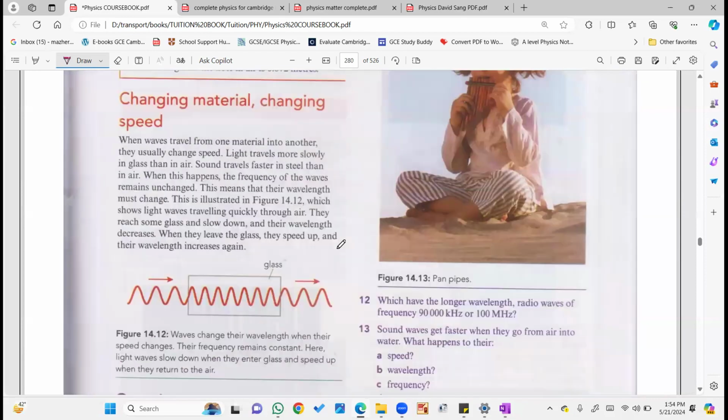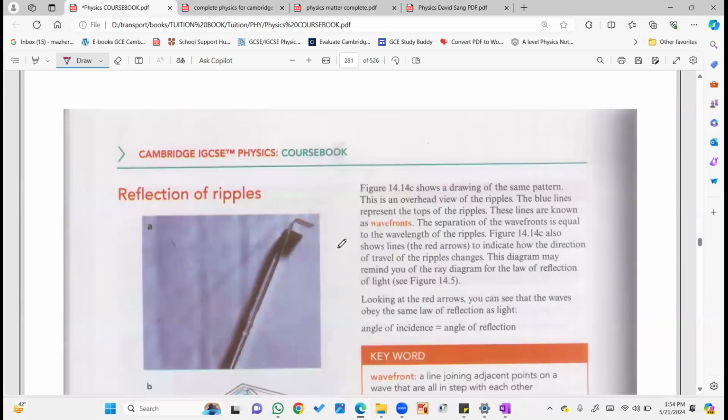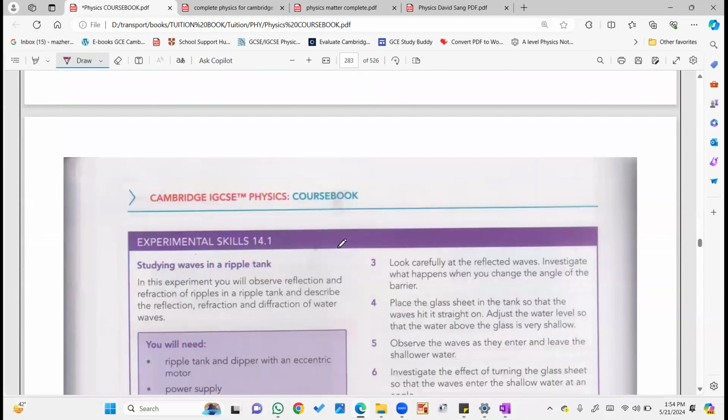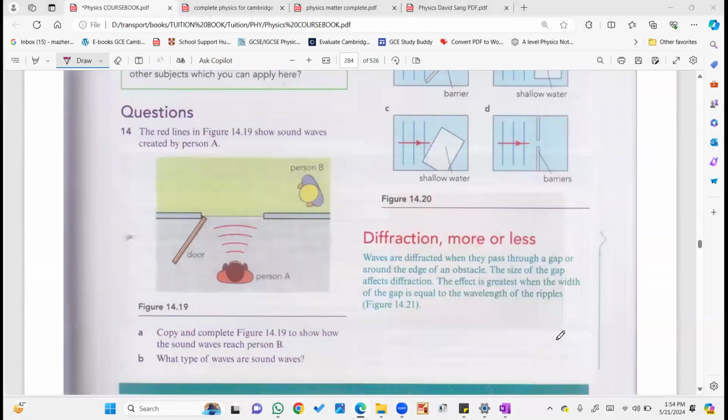The next topic is the refraction and diffraction of waves, which we'll do all together in the next lesson, and that would be the end of this chapter. Okay? Now go ahead and review the whole chapter.